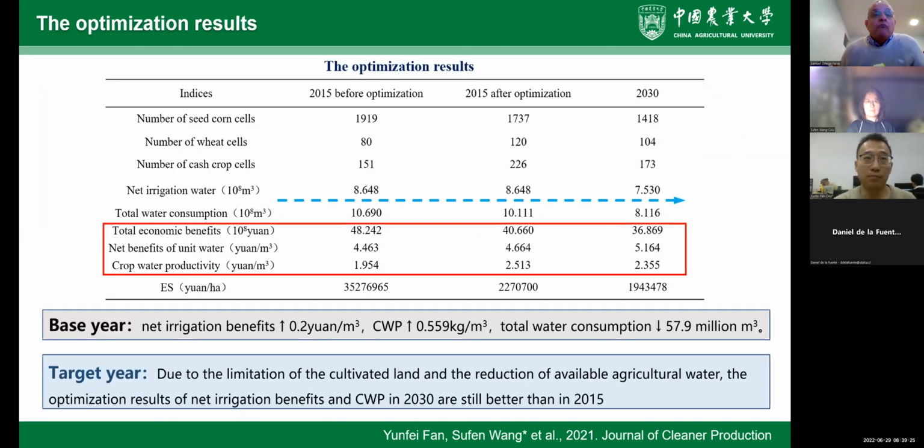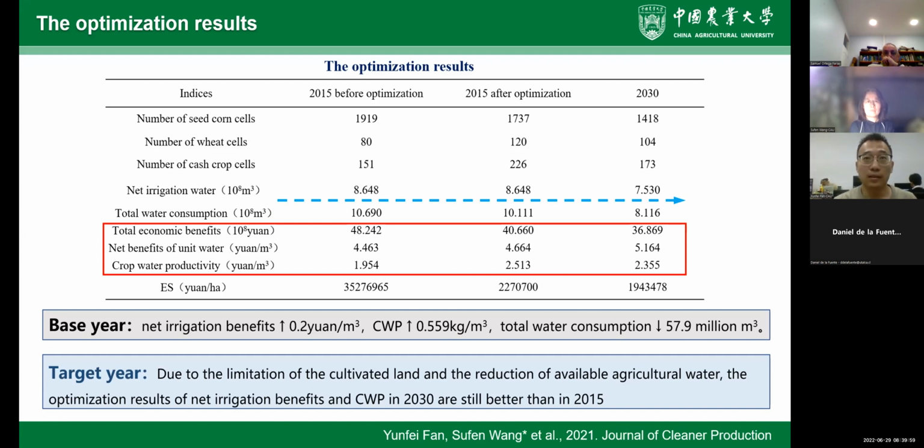These are the optimization results based on the CWRCE model. For base year 2015, net irrigation benefits increased by 0.2 yuan per cubic meter. Crop water productivity increased by 0.559 kilograms per cubic meter, and the total water consumption decreased by 57 million cubic meters.